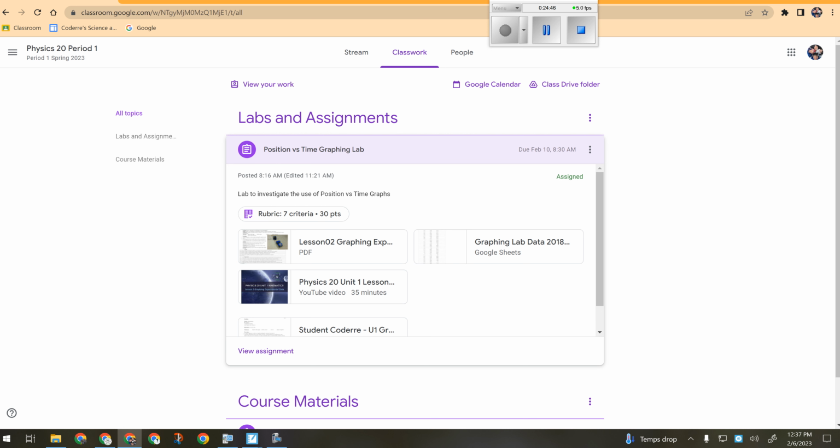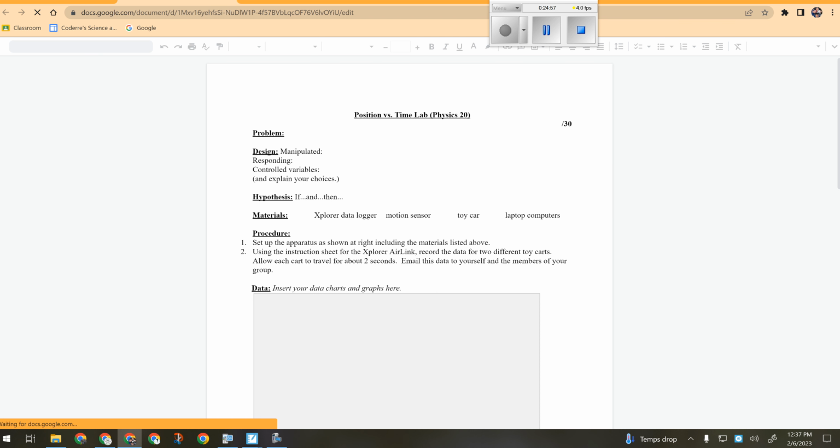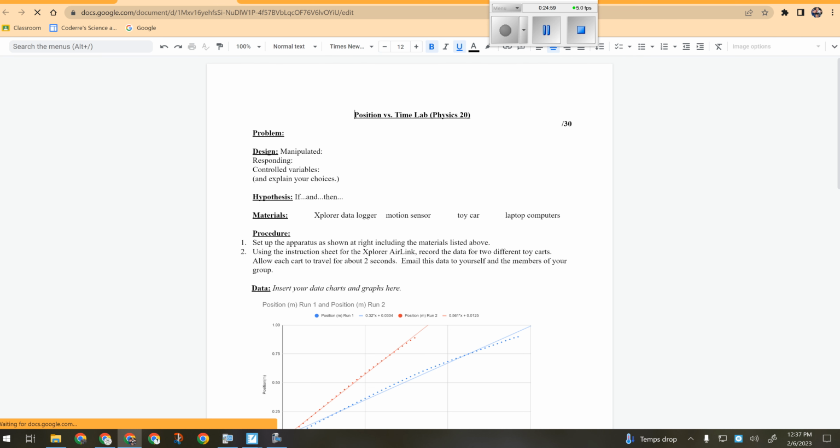And then there'll be a Google Doc as well that you will hand in, that you'll submit on Google Classroom. When you get that, it'll have the skeleton of the lab, and you just have to fill it in. It's already set up in the right format. You just have to type in a problem, type in your variables and explain them, make a hypothesis. This is what you would submit to me on Google Classroom. Okay, so here's what goes in all those blanks.